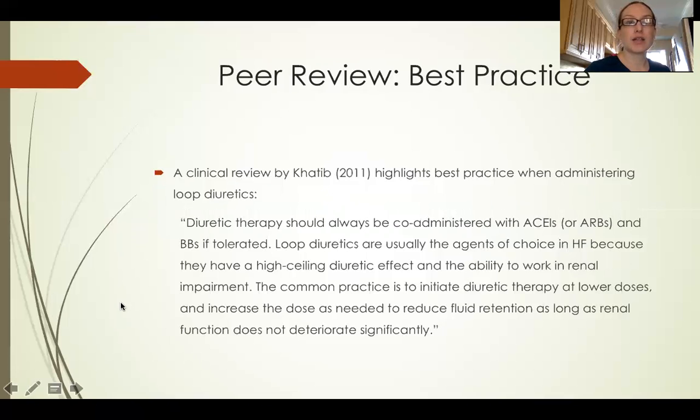Okay, so additional research done about loop diuretics. Diuretic therapy should always be co-administered with ACE inhibitors or ARBs and beta blockers if tolerated. Loop diuretics are usually the agents of choice in heart failure because they have a high ceiling diuretic effect and the ability to work in renal impairment. The common practice is to initiate diuretic therapy at lower doses and increase the dose as needed to reduce fluid retention as long as renal function does not deteriorate significantly.